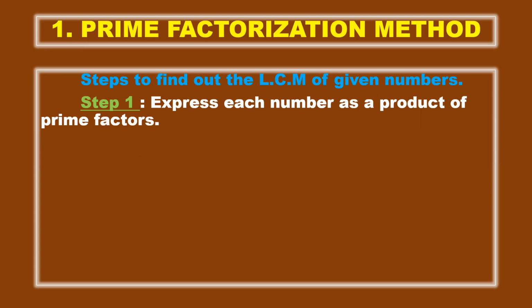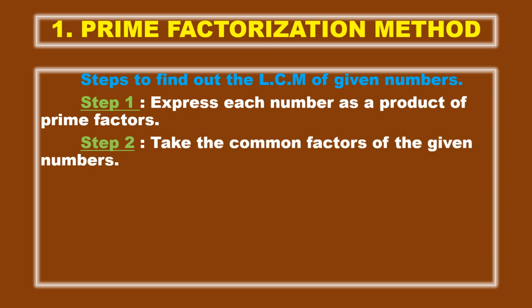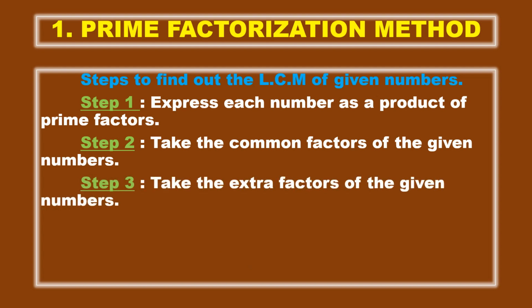Okay, this is finished. Now the next step is to take the common factors of the given numbers. You need to pick out whatever common factors are there. Next, take the extra factors of the given numbers. After picking the common factors, take the extra factors also, whatever extra factors are there.